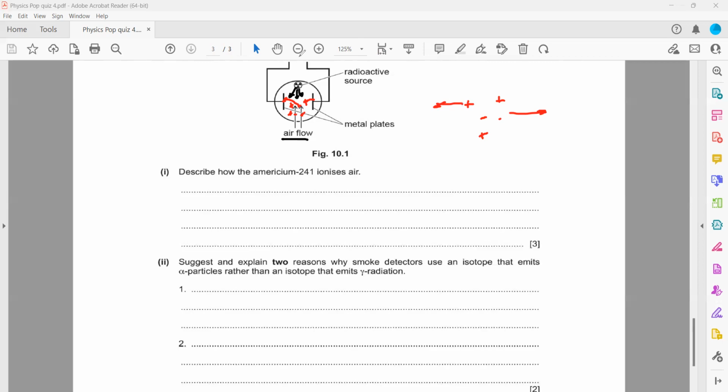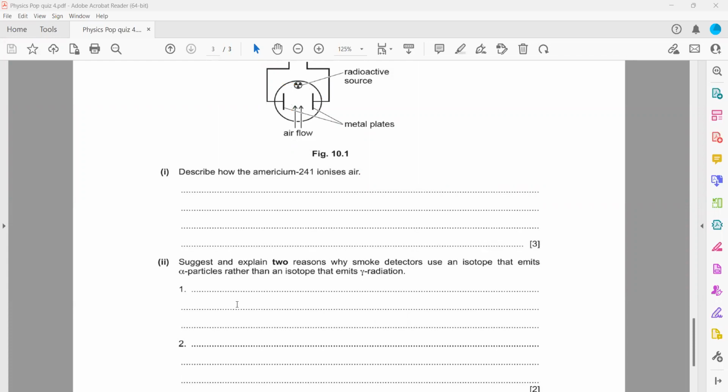But in case of a fire, what will happen? It will produce smoke particles, and these smoke particles stop the alpha particles from americium. As a result, the air cannot be ionized. The charges are not able to pass through as the air is not ionized. As a result, the alarm will ring. So that is how it works.